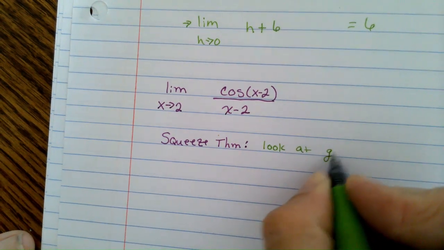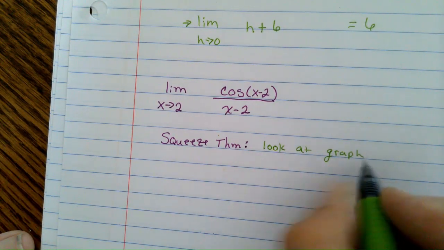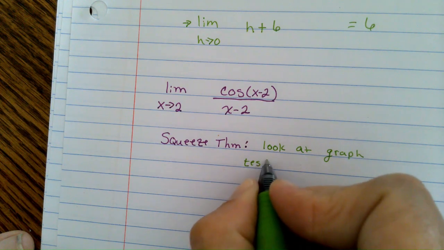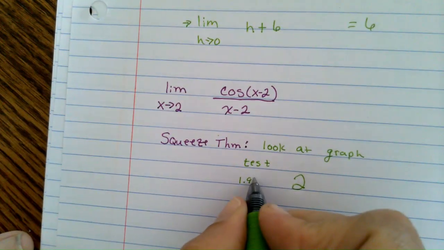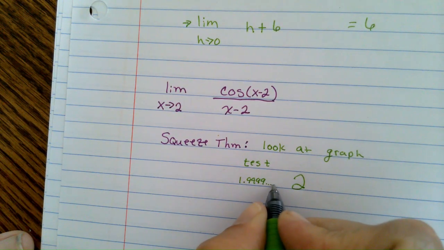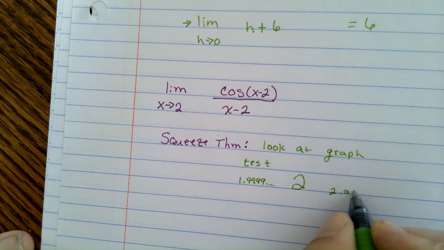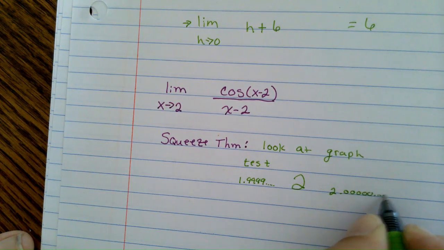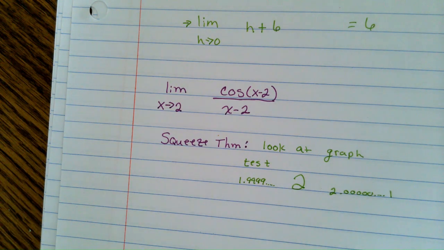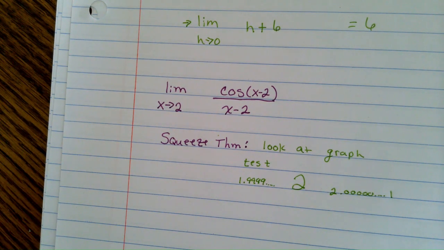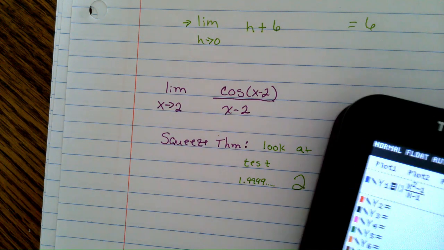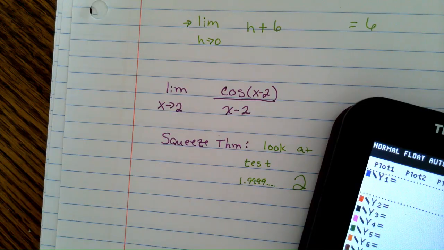Look at graph, test, here's our number, right? 1.99999 and 2.000001. We're basically going to squeeze it. We're going to make sure that it matches on both sides. That is actually a rule. That's how you can compute the limit if you ever get stuck, is just squeeze it out. Does the left side match the right side?